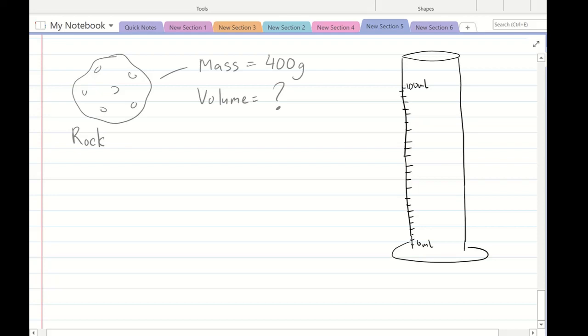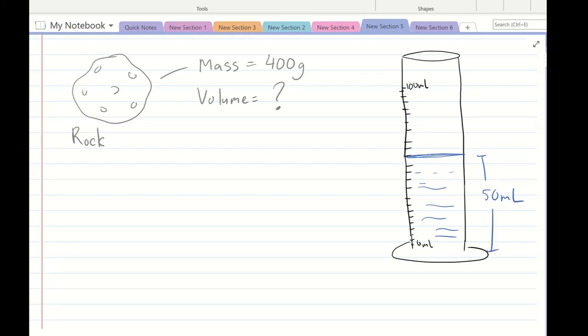So this is 100 milliliters, this is 0 milliliters, there's no water. This is the way scientists did it, and hopefully you did this in your labs, but I'm going to teach you how to do it. First thing you do is you fill it up with water. Let's say that's about 50 milliliters of water. That's step one. Step two is you put the rock in.